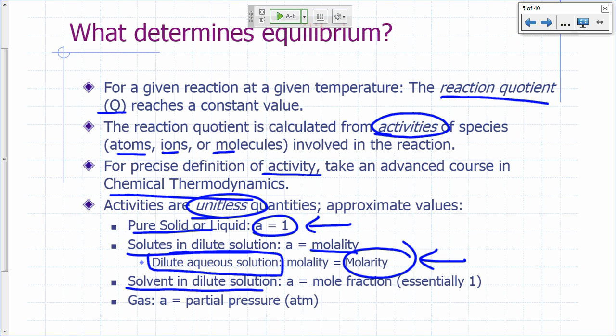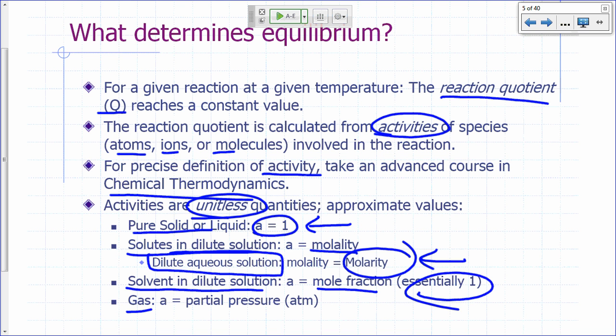If you're dealing with a solvent in dilute solution, the activity is the mole fraction of the solvent in your mixture. And that's going to be essentially 1 for most practical purposes. Since we're going to be dealing with dilute aqueous solutions, we'll just use 1 for our solvent. So the activity of water in a dilute solution, we'll just say it's essentially 1.